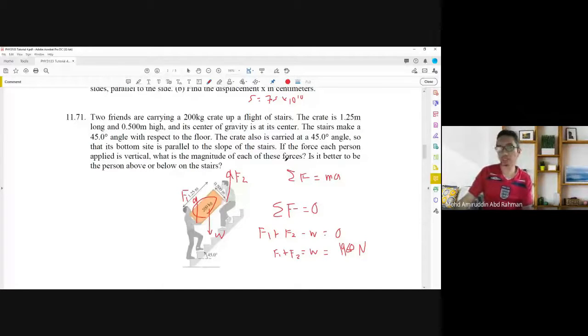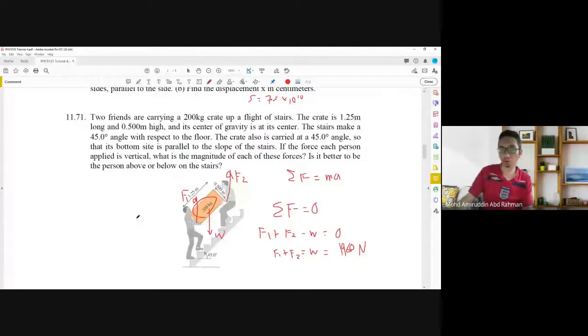Okay, so we need to know the magnitude for each of the forces. Let's say we can know what the force on the second person is.